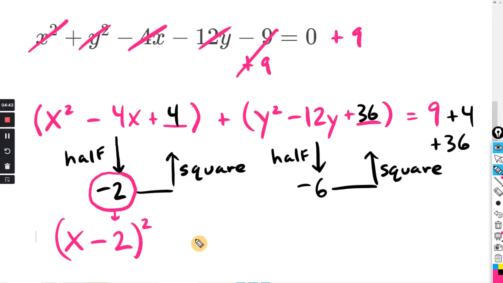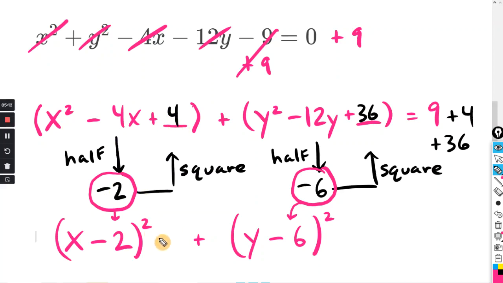Okay, and then we have the plus sign. Once again, use the number you got when you took half. So this is going to be (y - 6) squared. The negative 6 just goes right here. You can factor this if you like, but you don't need to, because it will always work out to the number you got when you took half. That's the idea of completing the square, so it's a perfect square on both terms.